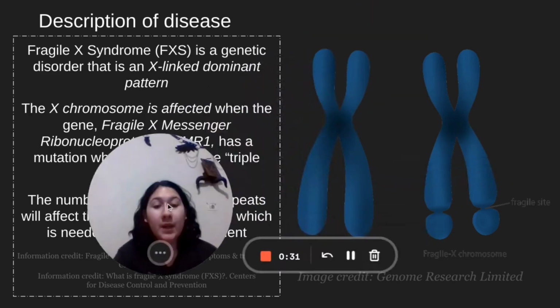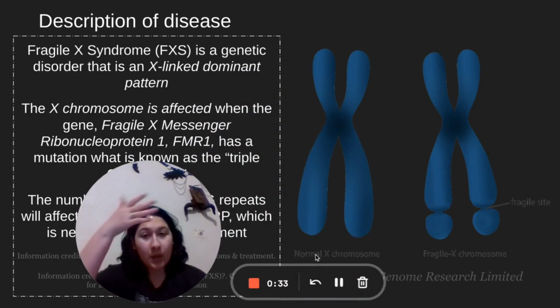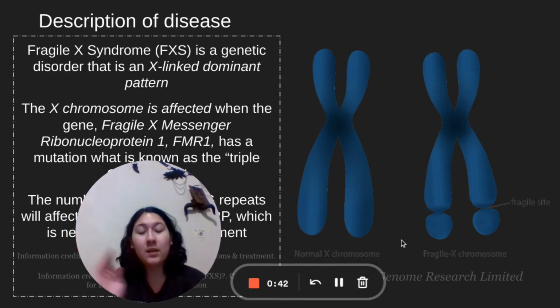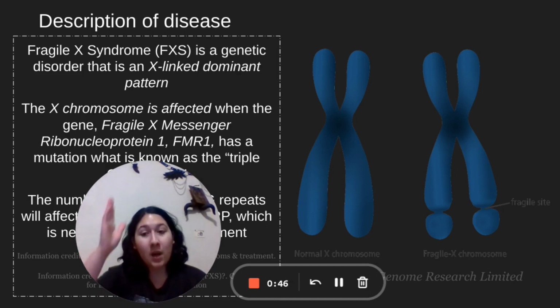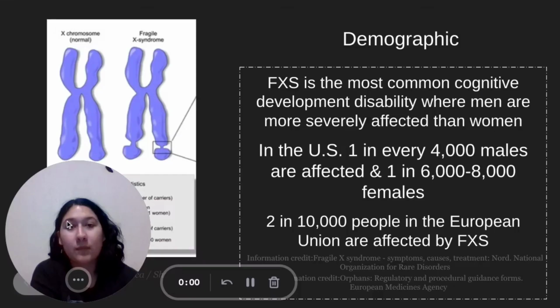Okay, so let me move my camera and I can show you the picture that we have right here. On the left is a normal X chromosome that is very smooth, it's very consistent. And on the right, we have a fragile X chromosome, which on the top, everything looks normal, but as we get to the bottom, we see a fragile site where it has been affected.